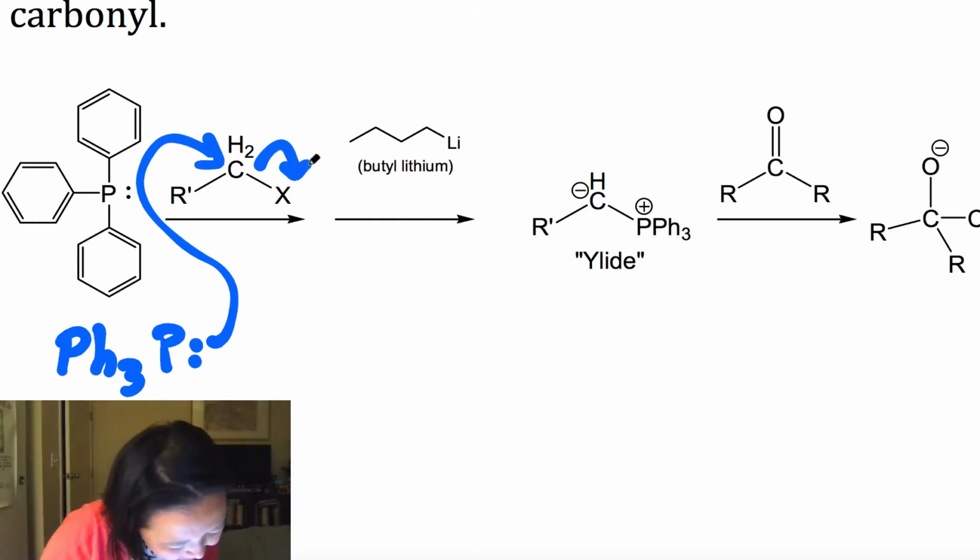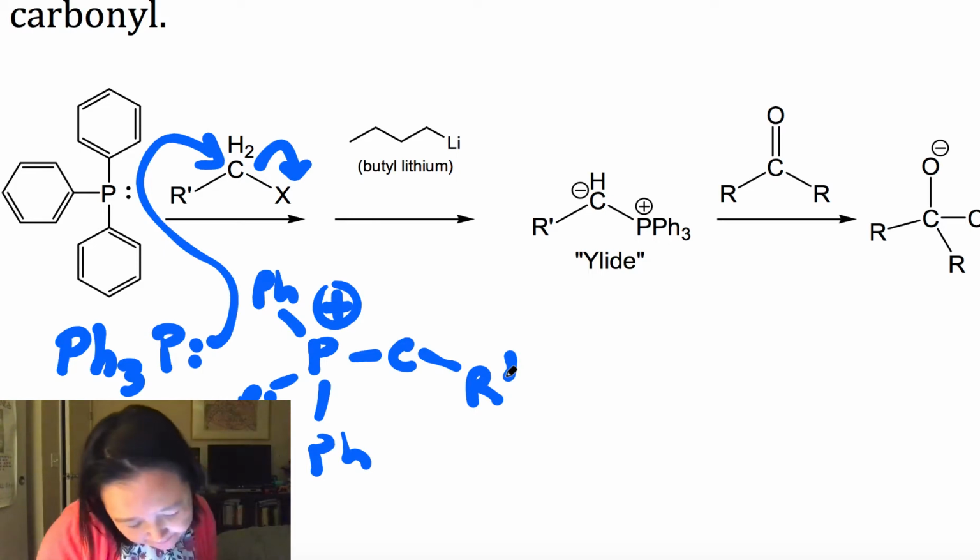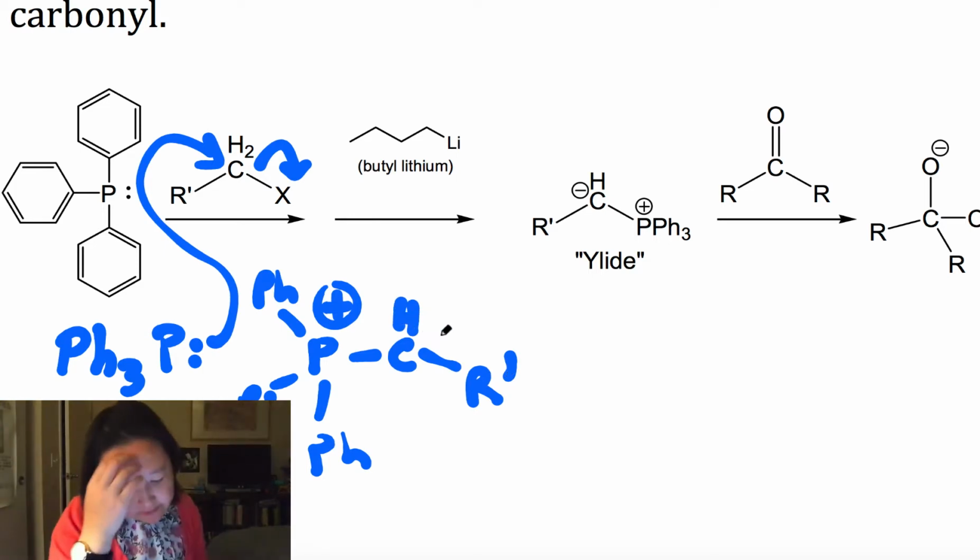And then once we have that, then we have phosphorus with 3 phenyl groups attached to this carbon. And this carbon's got this R prime group on it, and it has the 2 hydrogens still. I'm going to write the 2 hydrogens separately, actually. All right.